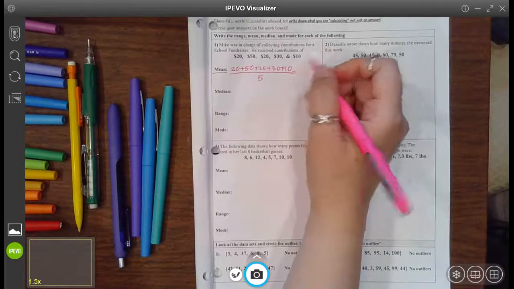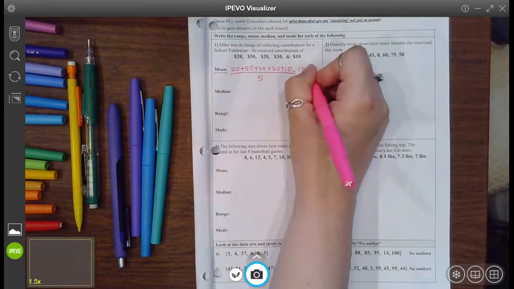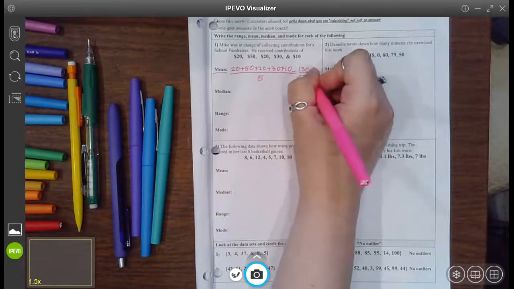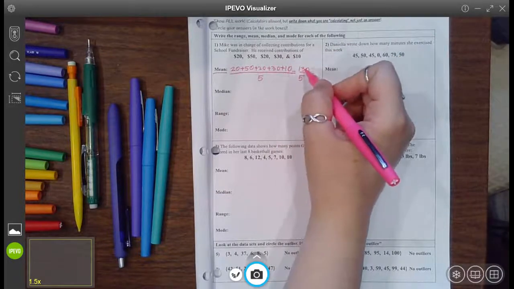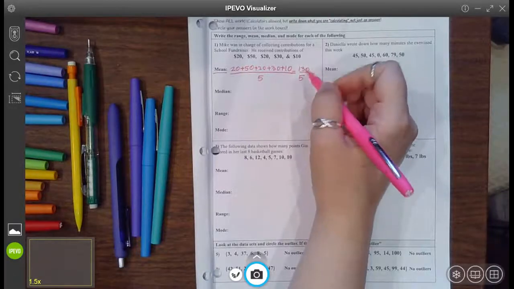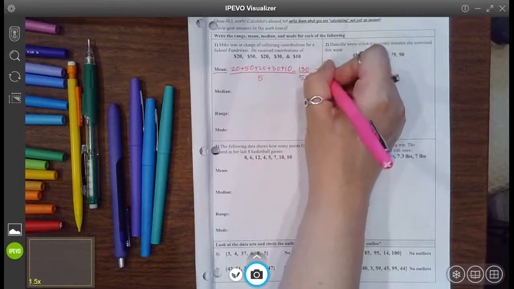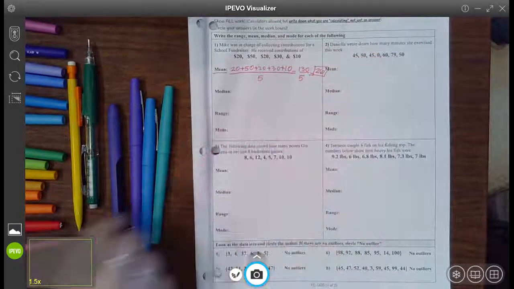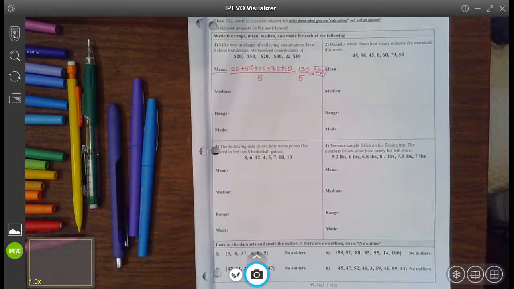Okay, now when you typed that in, you should have gotten 130 over 5. And again, when you typed all those in and got 130, I recommend you hit clear, type it in one more time, and make sure you get 130 again. Okay, 130 divided by 5, you get 26 for your mean. If you got that correct, good job.